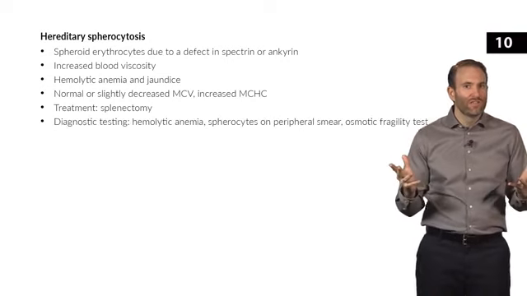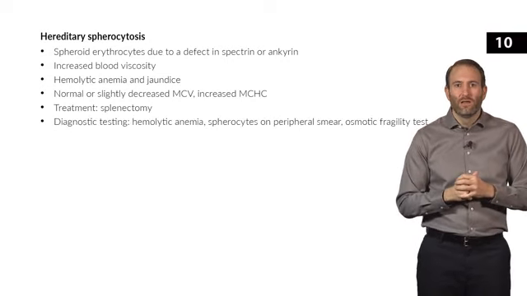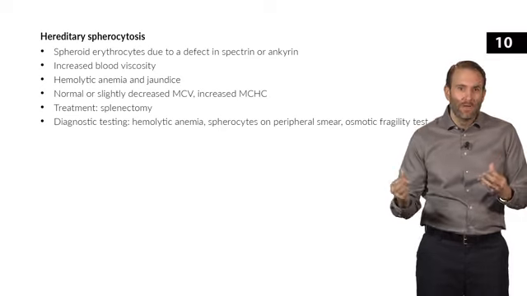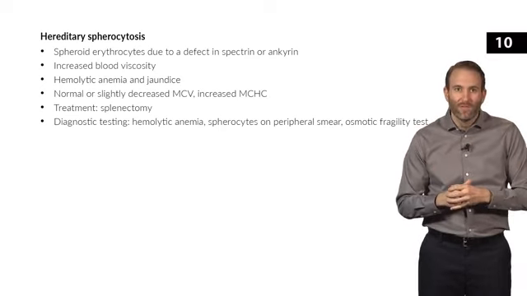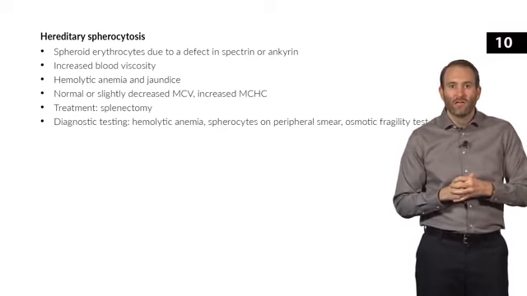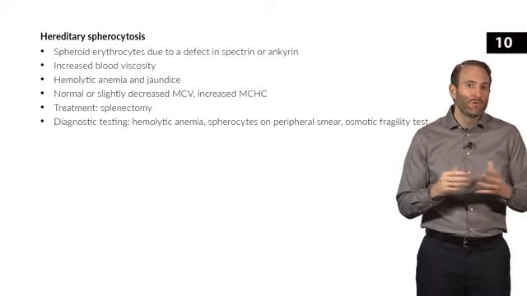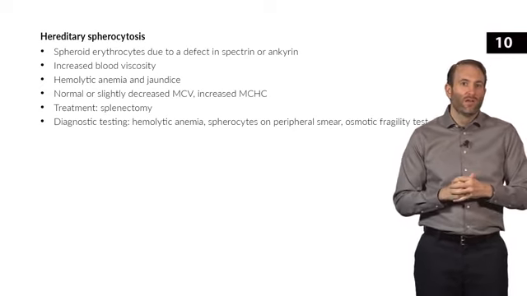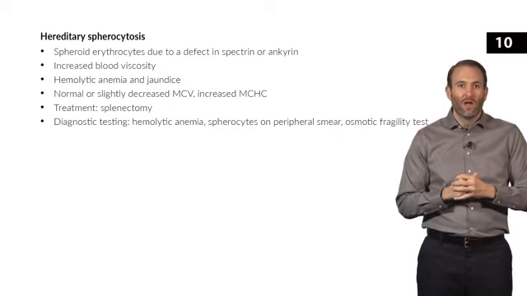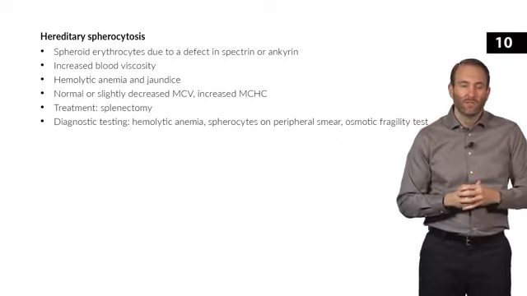And how do we diagnose this in the first place? Well, the diagnosis is made pretty easily by that hemolytic anemia, the spherocytes on the peripheral smear, and an abnormal osmotic fragility test. Now, these red blood cells are more susceptible to osmotic damage and osmotic-induced lysis than normal biconcave red blood cells.